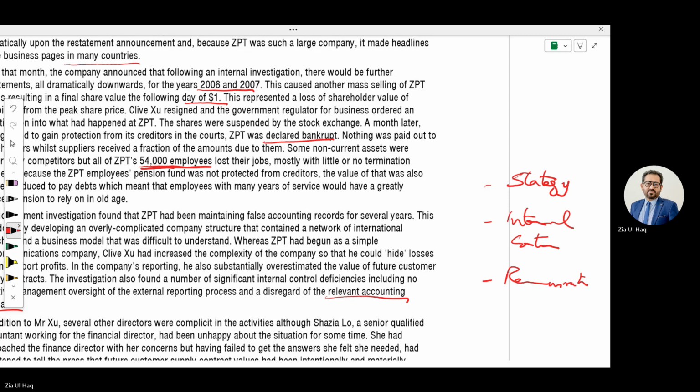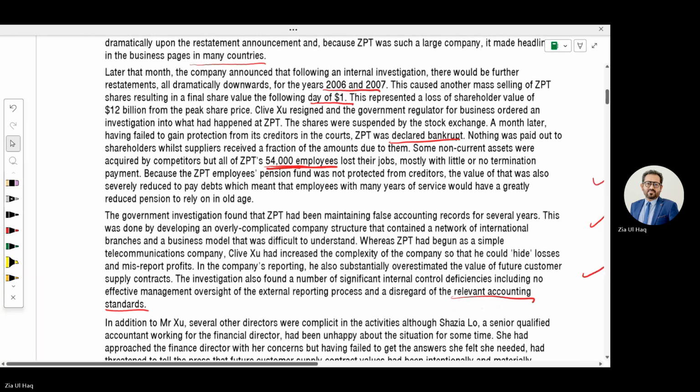But they didn't intervene. So these were the areas where they could have intervened after the first result announcement. If they had intervened in these areas, the company could have survived. And this is our requirement A, to construct a case in favor: institutional investors should have intervened after the first result restatement. Let's see.